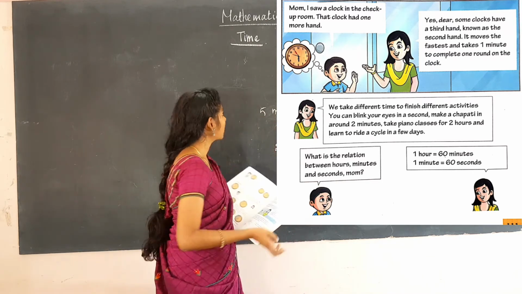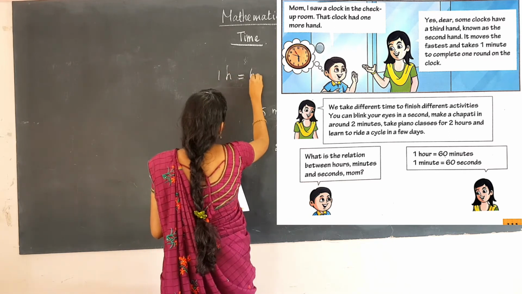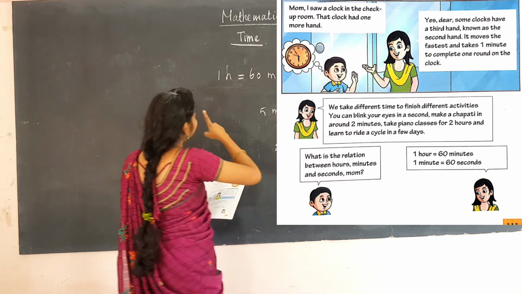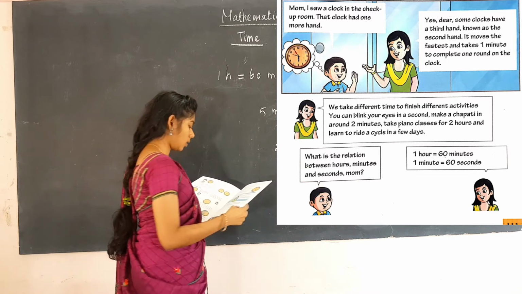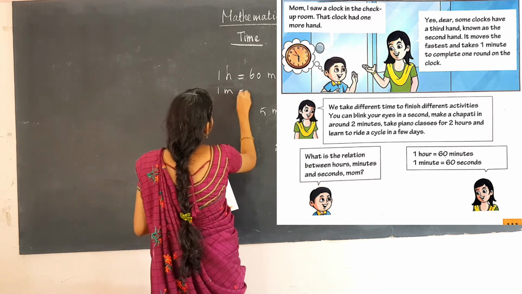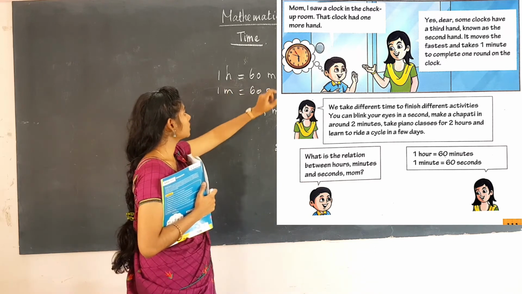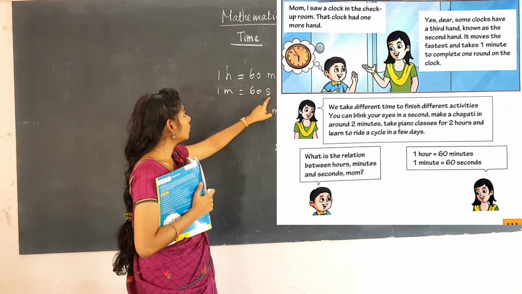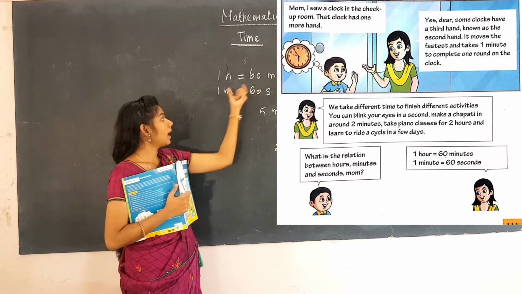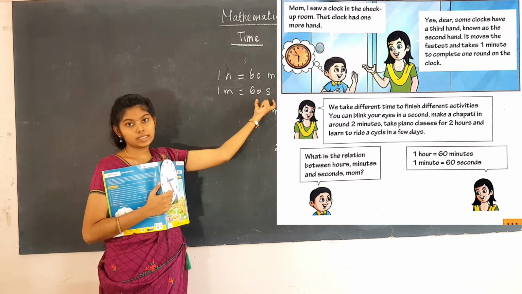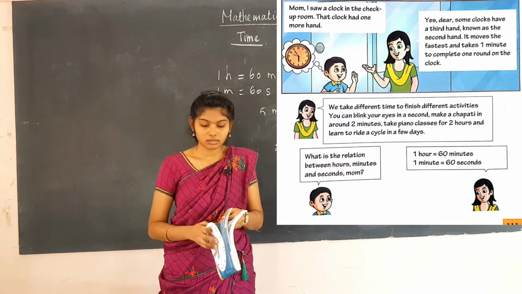So she said the conclusion as 1 hour is equal to 60 minutes. See, H means hours, M means minutes, okay. Then 1 minute is equal to 60 seconds. S means seconds. 1 hour is equal to 60 minutes and 1 minute is equal to 60 seconds. So 1 hour takes 60 minutes and 1 minute means 60 seconds. This is the conclusion she said to her son.